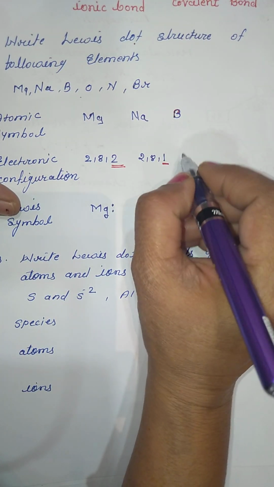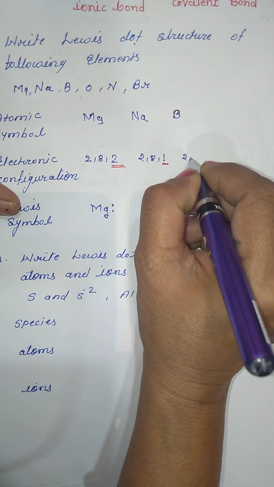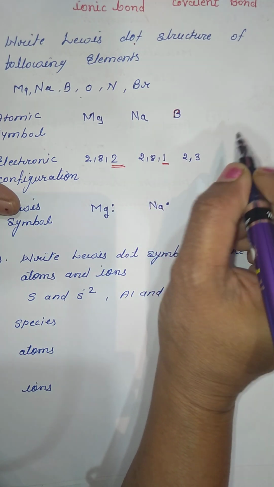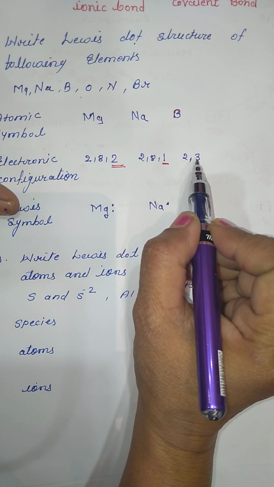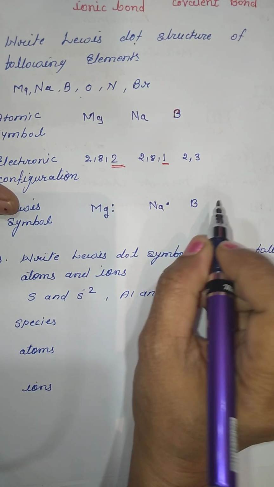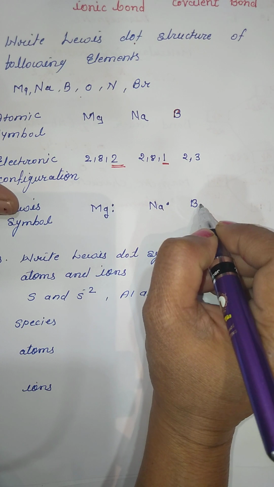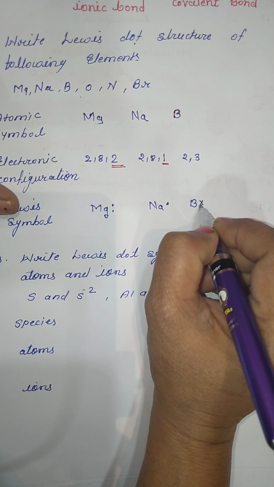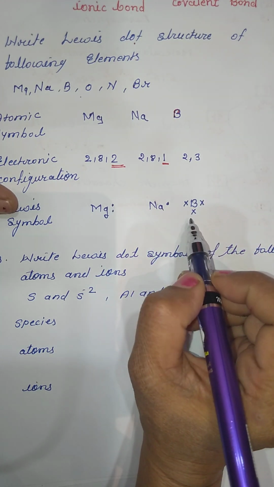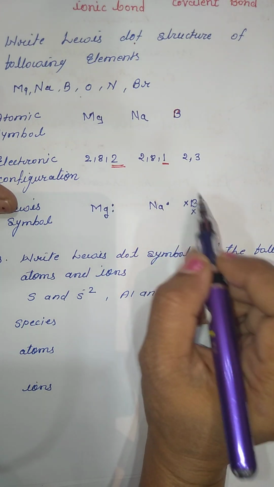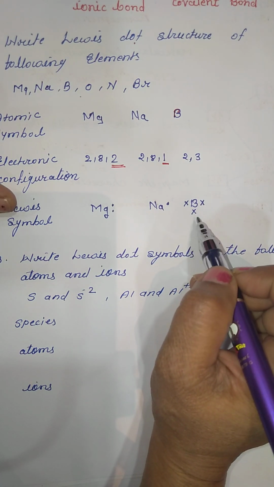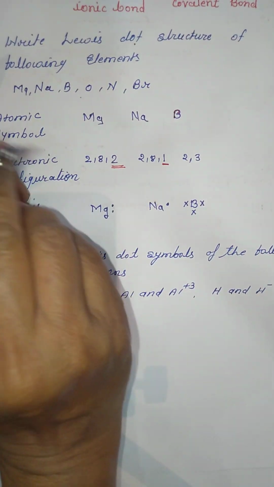The atomic number of boron is 5. So its electronic configuration will be 2, 3. Now here you can see how many are there? There are 3 electrons in the outermost orbit. So what will we show? With the symbol of boron, and instead of dots you can put crosses also, you can show 3 electrons. These 3 electrons you can show anywhere; it is not necessary that you show them in three directions. You can show all three electrons on one side also.